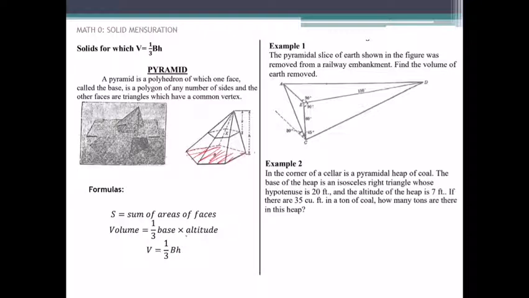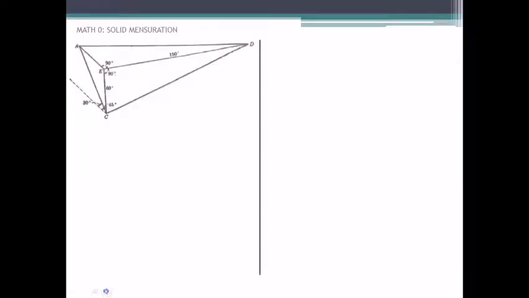Okay, let us have the first example. A pyramidal slice of earth shown in the figure was removed from a railway embankment. Find the volume of the earth removed. So this is the volume of earth, or soil, no? And we are to get that volume. Okay, let us try to solve this one.